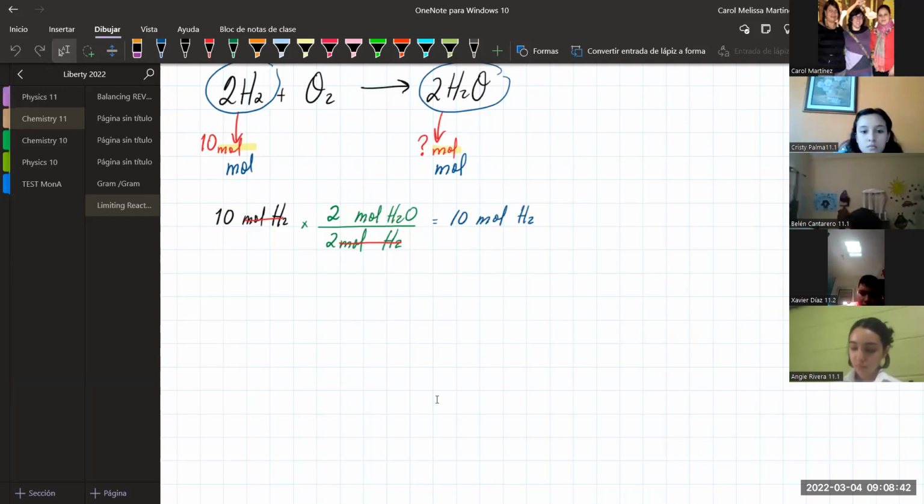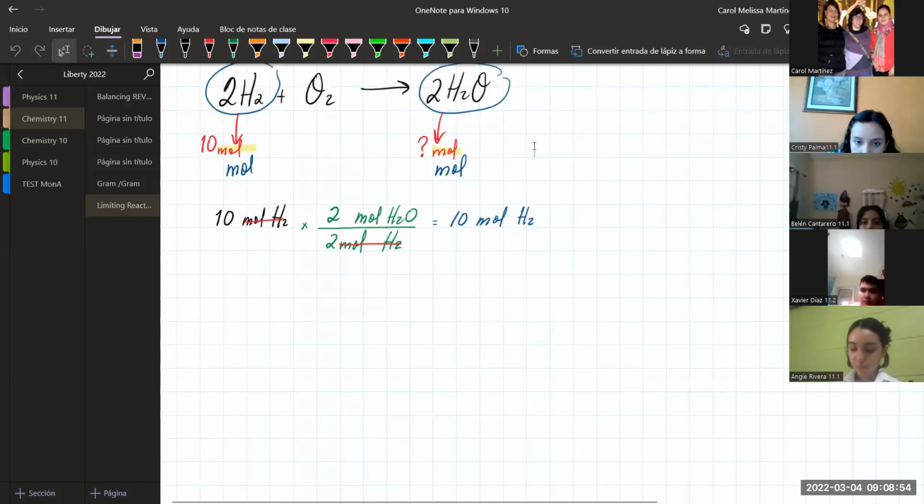So 2 moles of water. You get rid of moles of hydrogen with moles of hydrogen, and you get how much? 10 moles H2O. Okay? So the analysis of this is that for every 2 hydrogens I get, I'm going to have 2 waters. The relationship or the ratio there is 2 to 2. If you divide 2 by 2, it's 1. That means that the total product is going to be the same number as the moles given in this reaction.